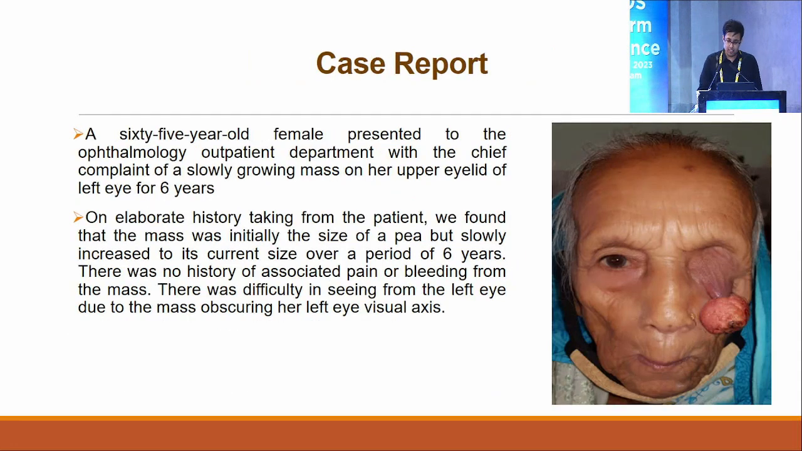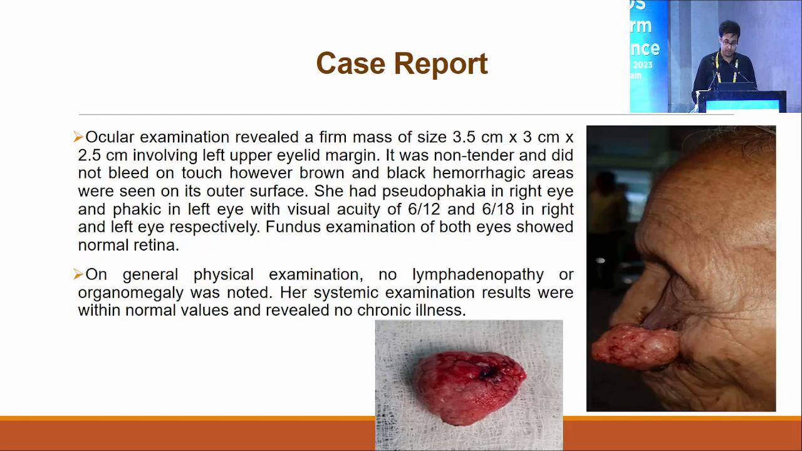I present a 65-year-old female who presented to the ophthalmologic outpatient department with the chief complaint of a growing mass on her left upper eyelid on the left eye for 6 years. On elaborate history taking from the patient, we found that the mass was initially the size of a pea but slowly increased to its current size over a period of 6 years. There was no history of associated pain or bleeding from the mass. There was difficulty in seeing from the left eye due to the mass obscuring her left eye.